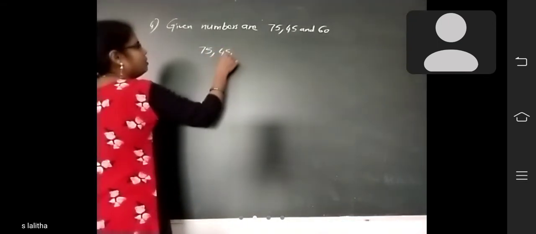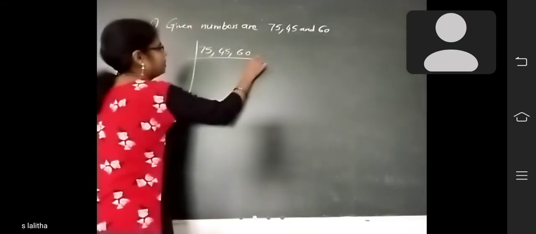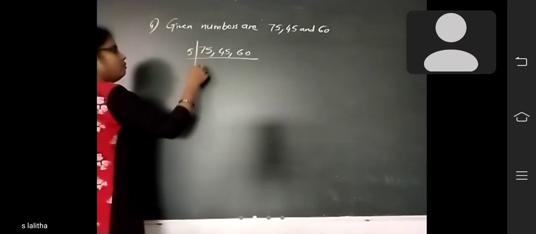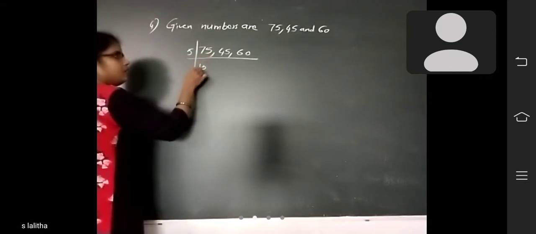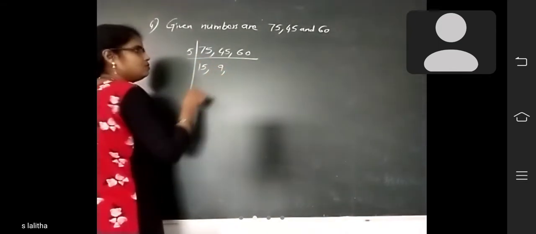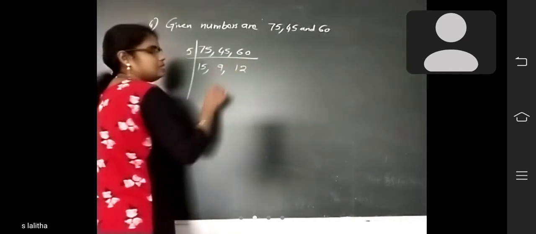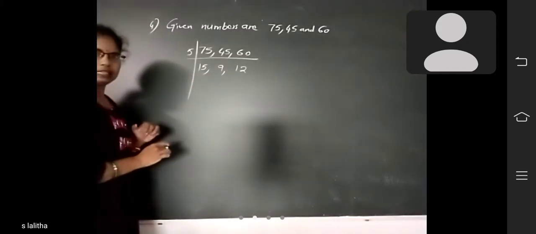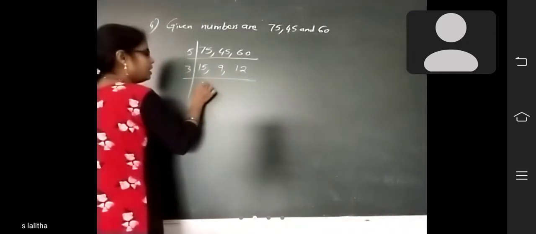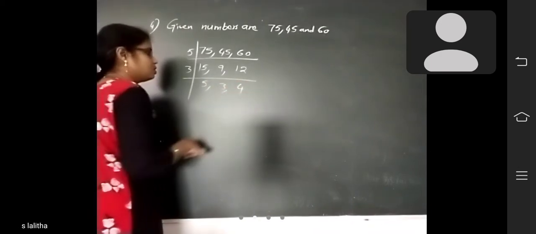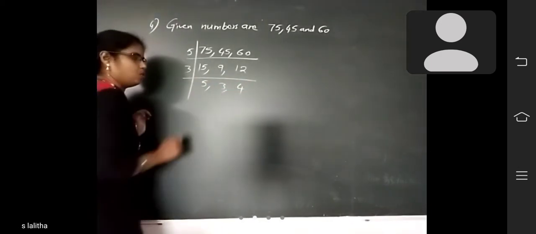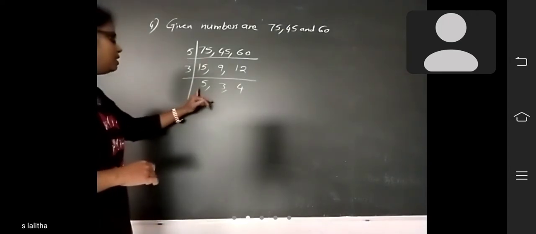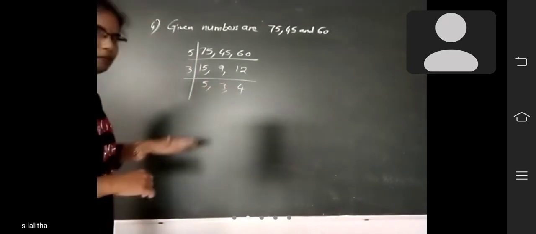75, 45, 60. Which table you should take? 5 table. So 5 15s 75. 5 9s 45. 5 12s 60. Okay. Next, which table you should take? These three are divisible by 3 table. 3 5s 15, 3 3s 9, 3 4s 12. So 5, 3, 4. All are prime numbers only. 4 is not a prime number, but these three numbers are not divisible by any common number. So you should leave it.